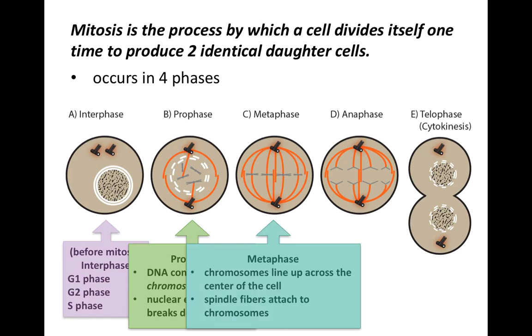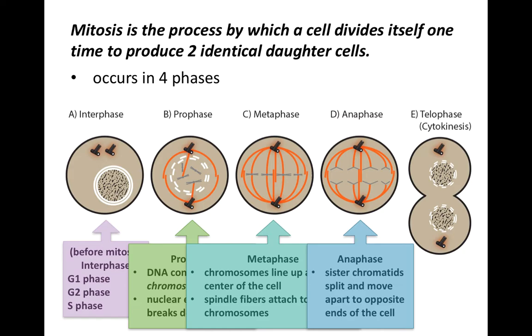Next we have metaphase, think M for middle. The chromosomes are going to line up in the middle and the spindle fibers are going to attach. So the spindle fibers are the little ropes that are going to pull them apart. Speaking of apart, in anaphase, that's when the sister chromatids, the 2 little arms, are splitting right down the middle, and they're going to go to opposite ends of the cell.